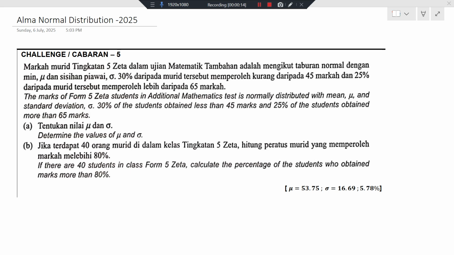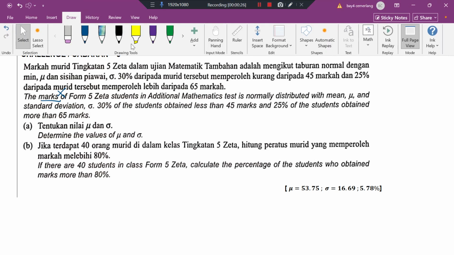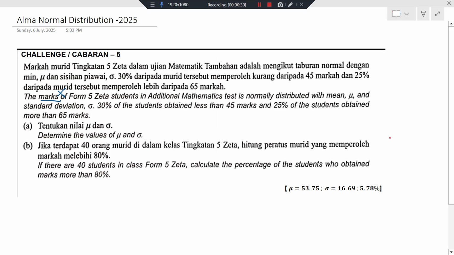All right. The marks of Form 5 Zeta students, do it on a piece of paper. You don't have a space there. Okay, sir. Right. The mark is your X. Okay, let me see. The mark is your X right here.